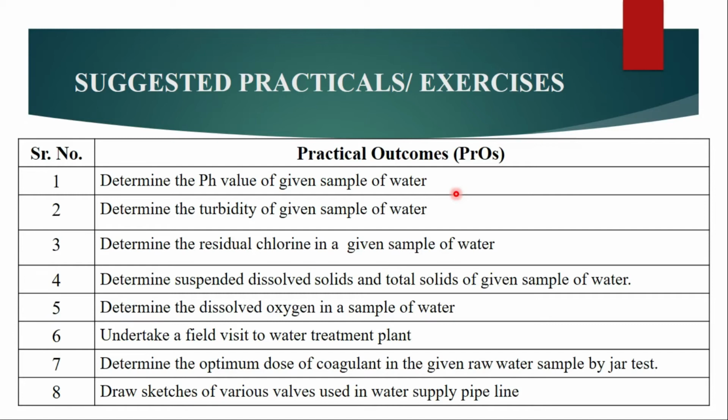Then the next practical is determine the turbidity of given sample of water. Turbidity means transparency of water. If water is clean, then we can say turbidity of water is 0 and it is safe for drinking purpose. Turbidity means cleanliness of water and hence turbidity of water is very important.